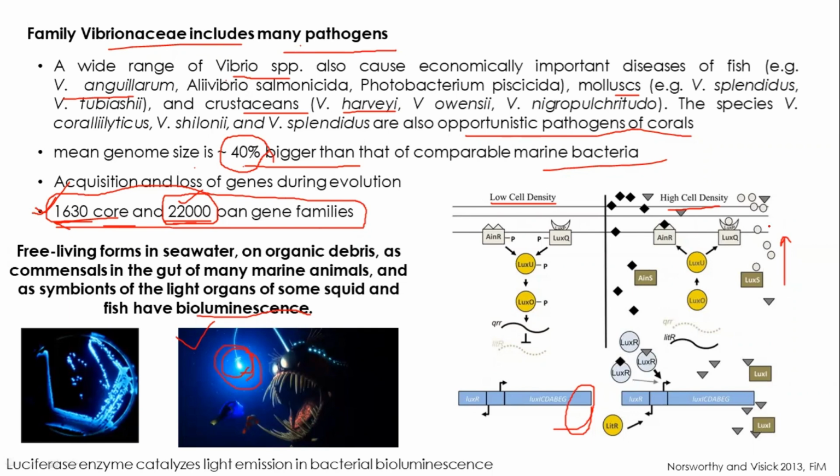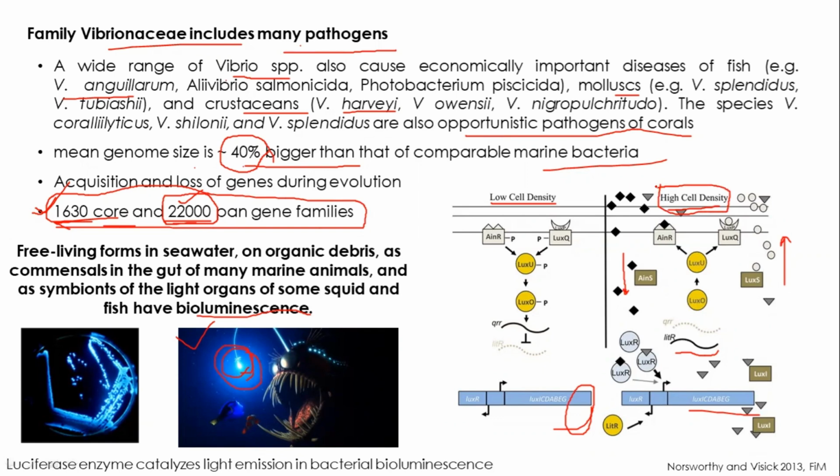Sensing that inducer, more and more Vibrio will come. Once more and more Vibrio come, then again this auto inducer will induce the translation, or the whole operon will get activated, that lux operon, and that will lead to the bioluminescence. So a high cell density is very important for the bioluminescence.